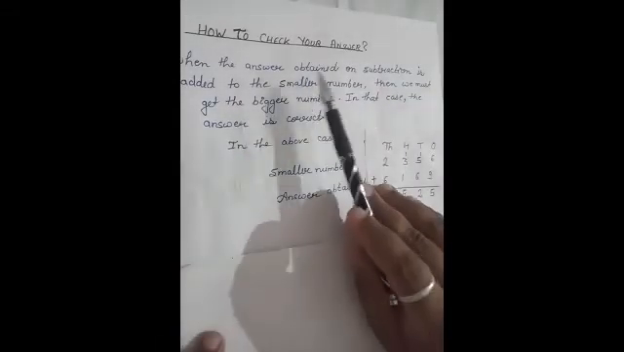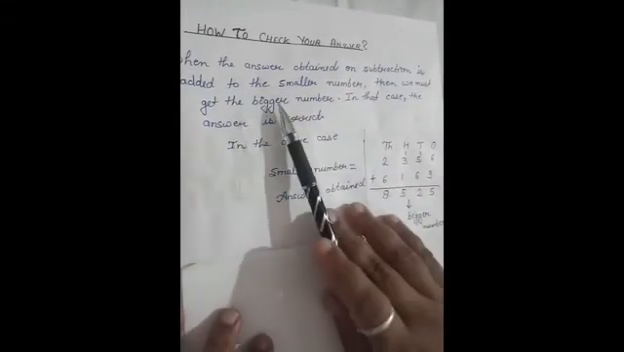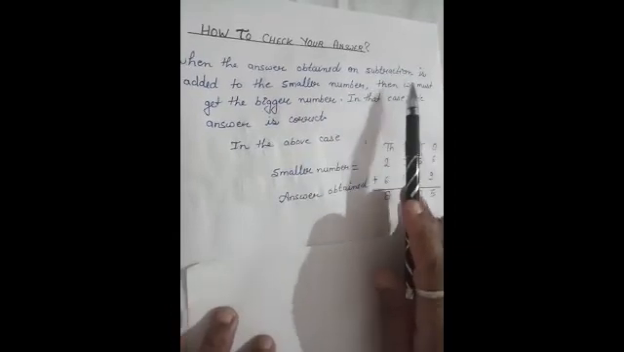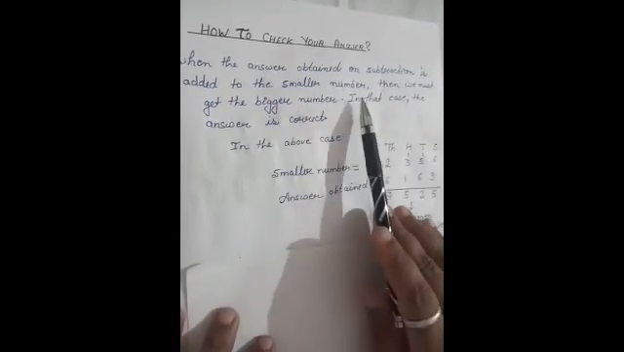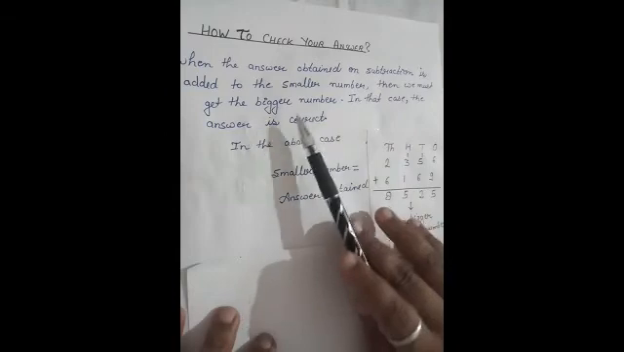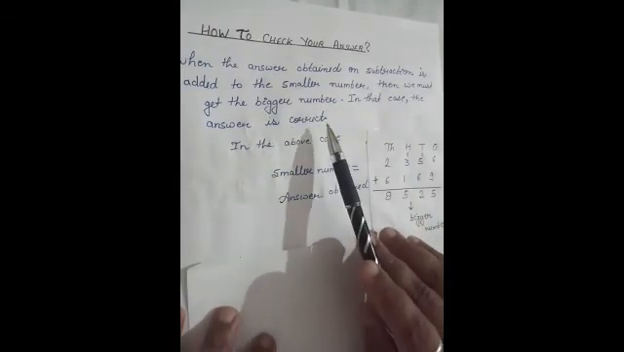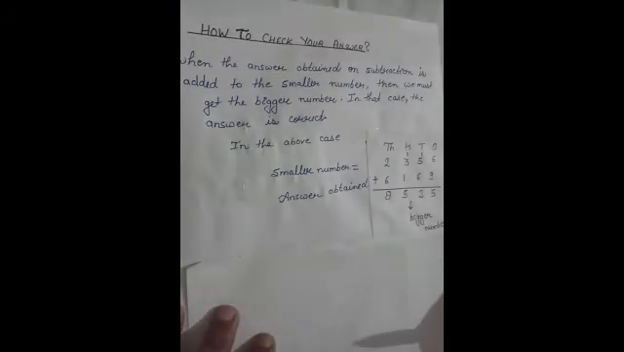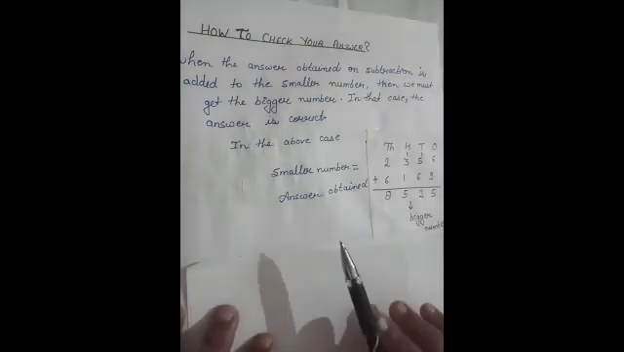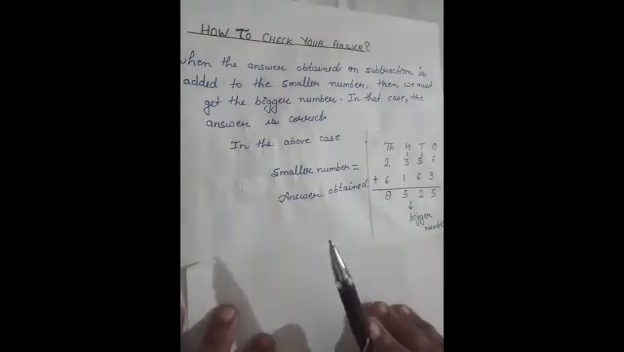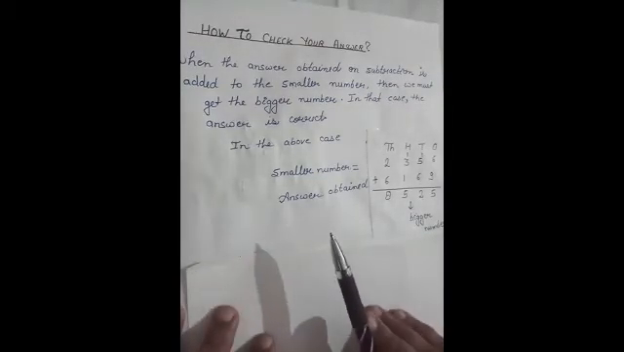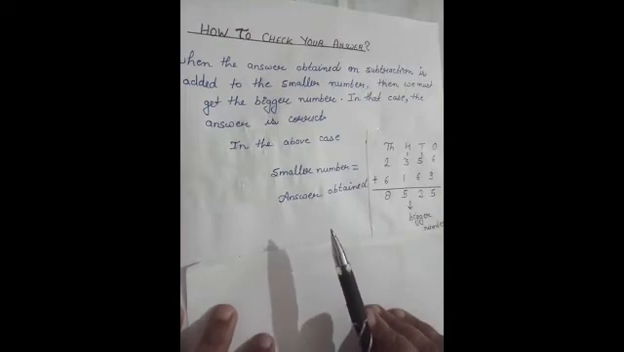Now our next topic is how to check your answer. When the answer obtained on subtraction is added to the smaller number, then we must get the bigger number. In that case, the answer is correct, means whatever result we get on subtraction, when added to the smaller number, we must get the bigger number. So this is the method to check your answer.